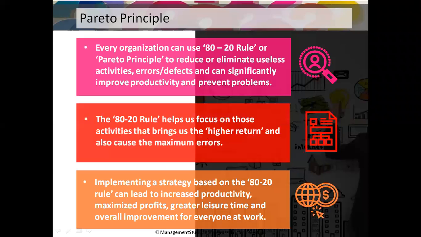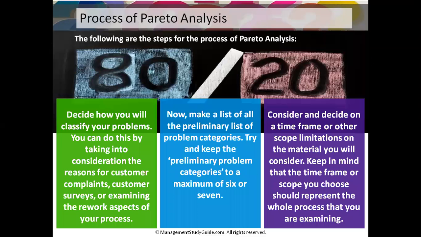Every organization can use the 80-20 rule or Pareto principle to reduce or eliminate useless activities, errors, or defects, and can significantly improve productivity and prevent problems. The 80-20 rule helps us focus on those activities that bring us the higher return and also cause the maximum errors. Implementing a strategy based on the 80-20 rule can lead to increased productivity, maximize profit, greater leisure time, and overall improvement for everyone at work.